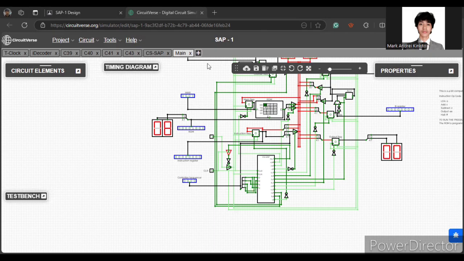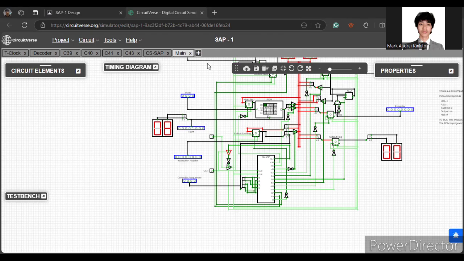Next is the controller sequencer, just below the instruction register. It manages and controls the signals for the entire system. It ensures that all components work synchronously according to the fetched instructions. For example, it enables loading of data into registers, or the activation of the arithmetic logic unit, or ALU.